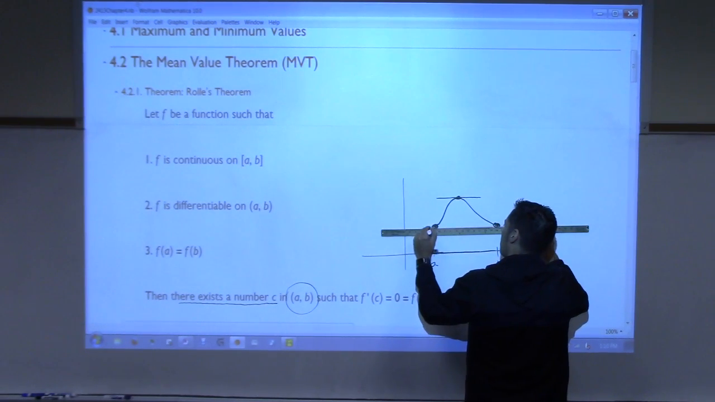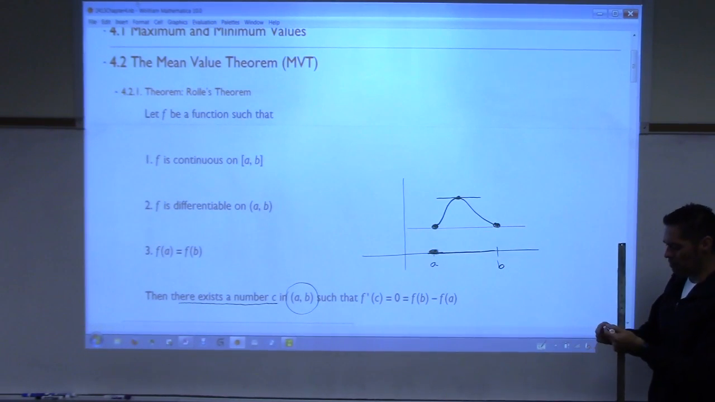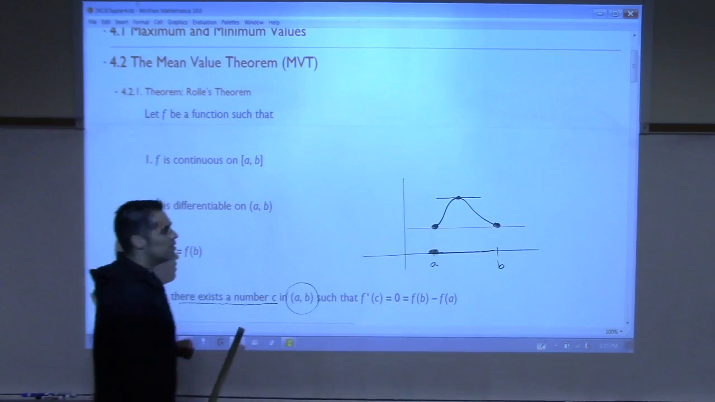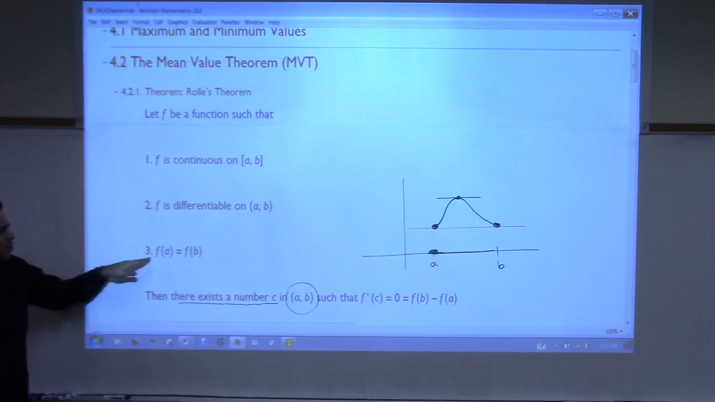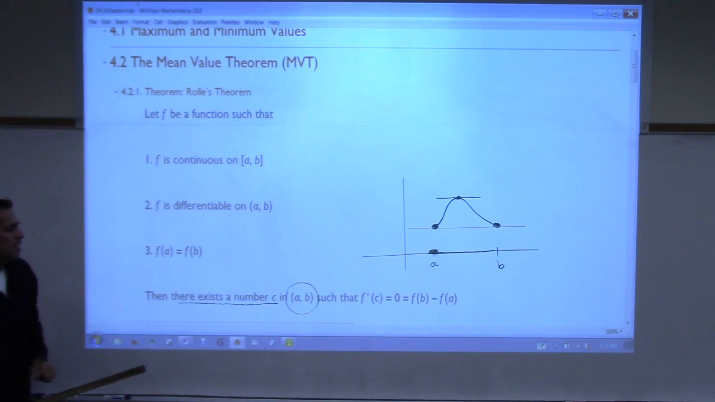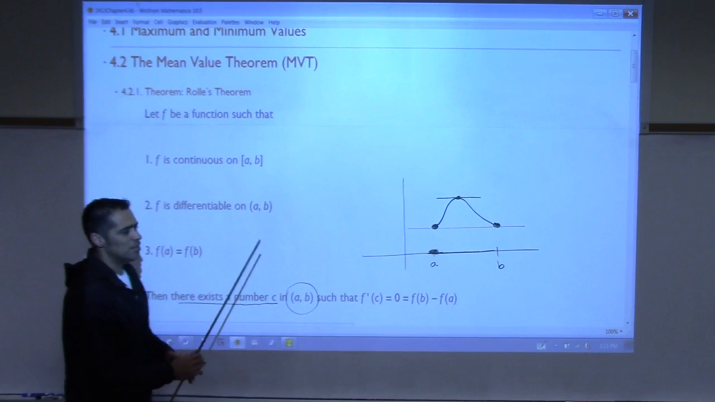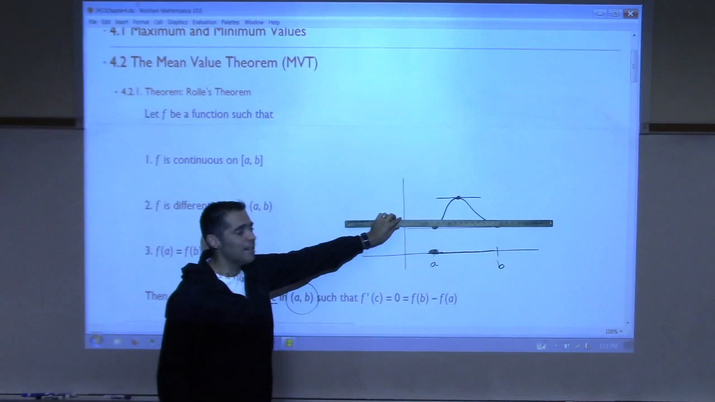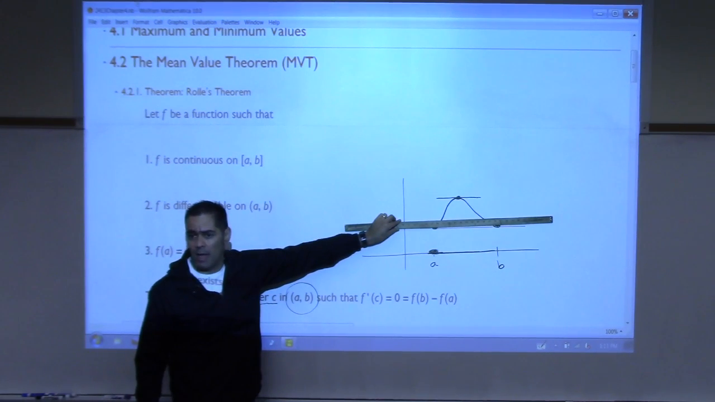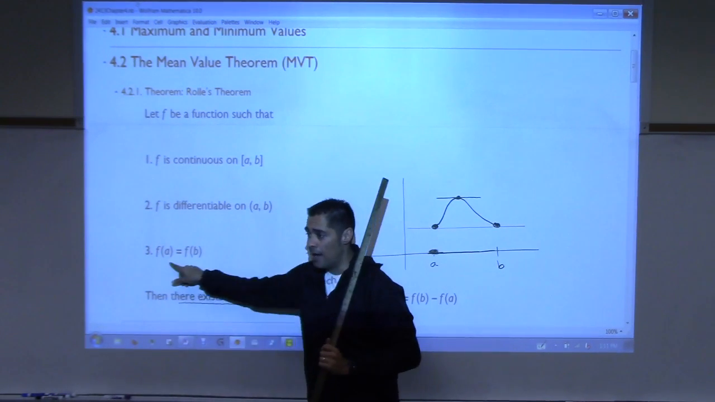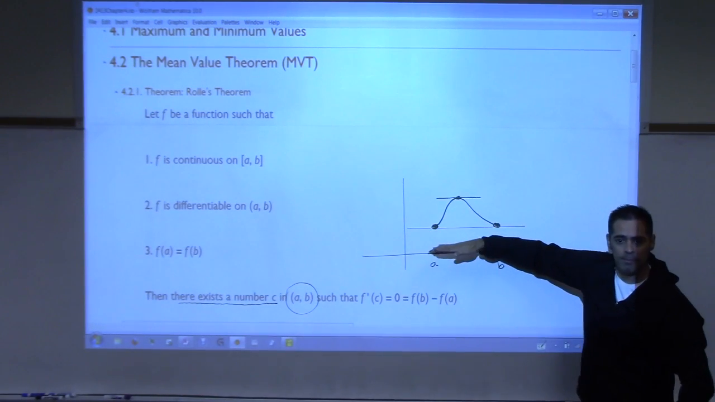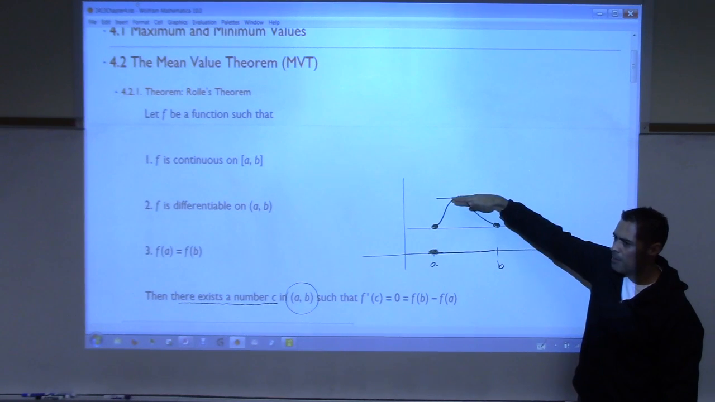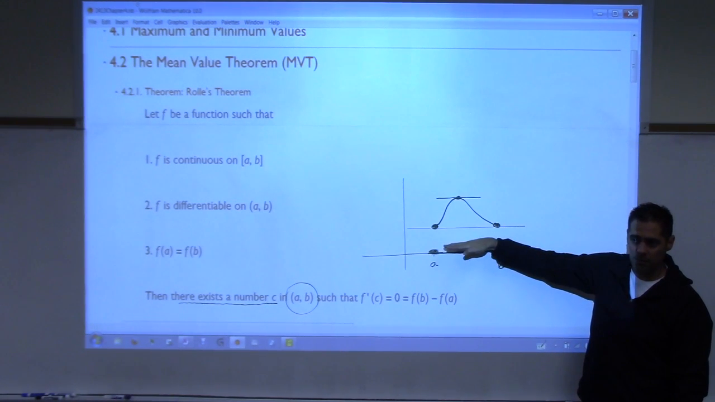0, right? The slope of that red line is 0. So another way I could have said this theorem is that if f is continuous on a closed interval, differentiable on the inside, and the two endpoints are equal, then there exists a number c somewhere in here such that the slope of the tangent line here is equal to the slope of the line connecting the two endpoints. And because the two endpoints have the same y value, that would be 0, wouldn't it? Yeah? Understand the difference in the perspective? Slope 0 versus slope parallel to this.